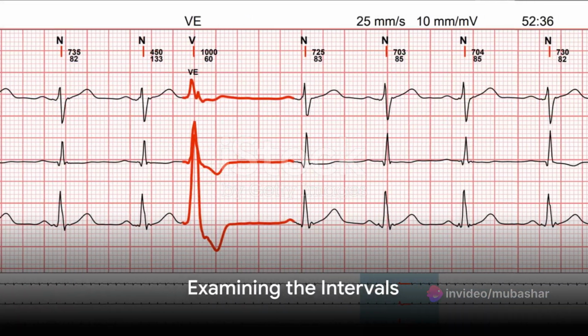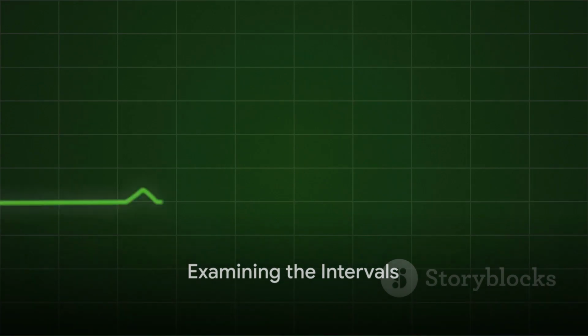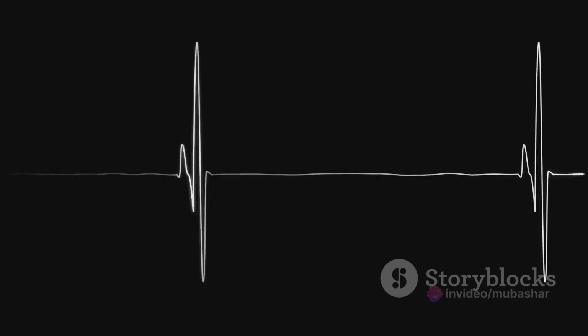Then, we'll evaluate the intervals. The normal PR interval is between 120 and 200 milliseconds, with the QRS complex being less than 120 milliseconds. Atrioventricular (AV) block is diagnosed when the PR interval is greater than 200 milliseconds, or when there's a P wave with no QRS complex afterward.